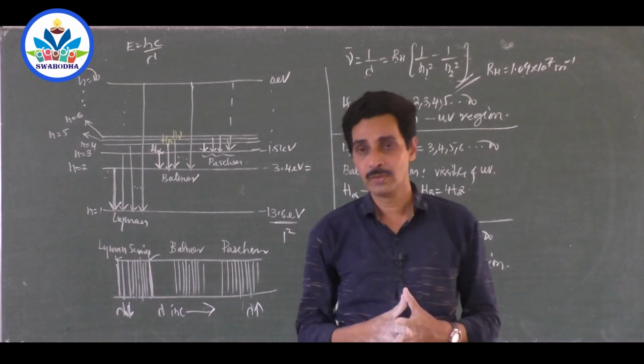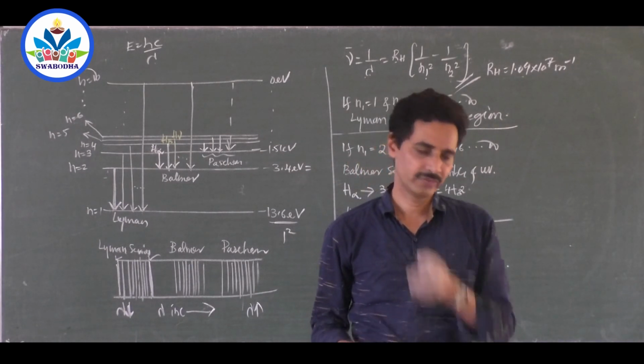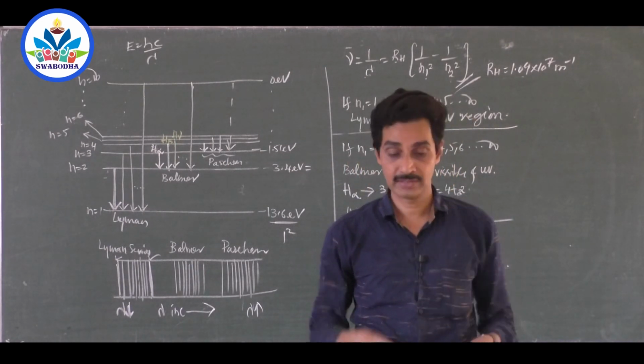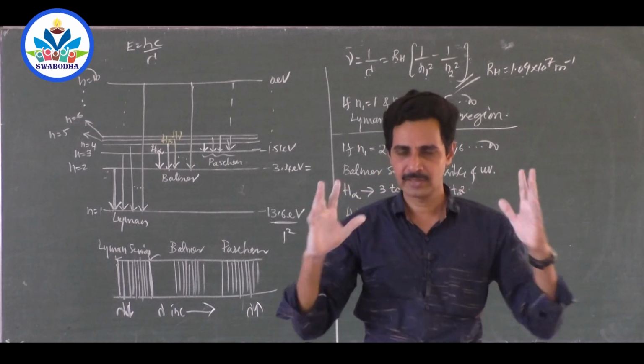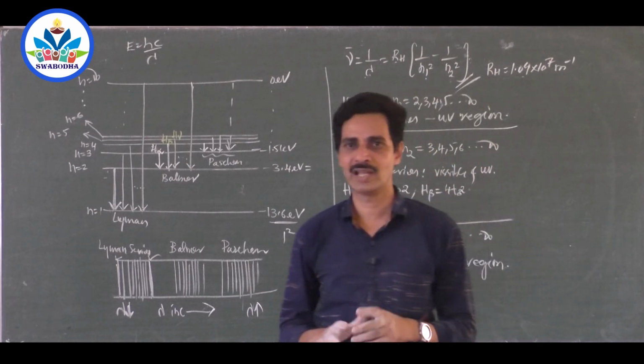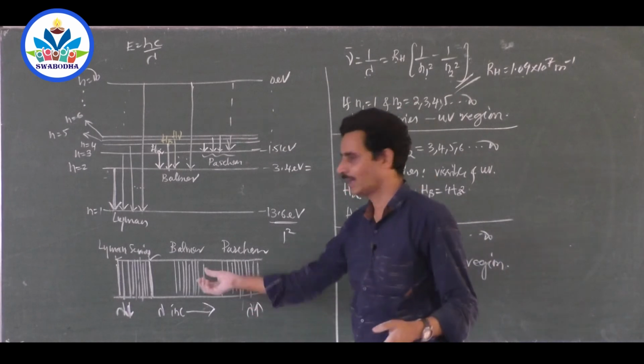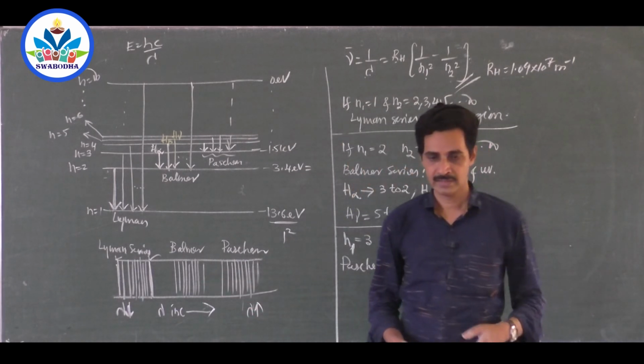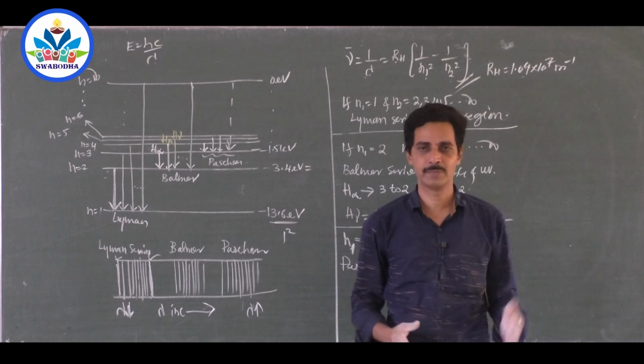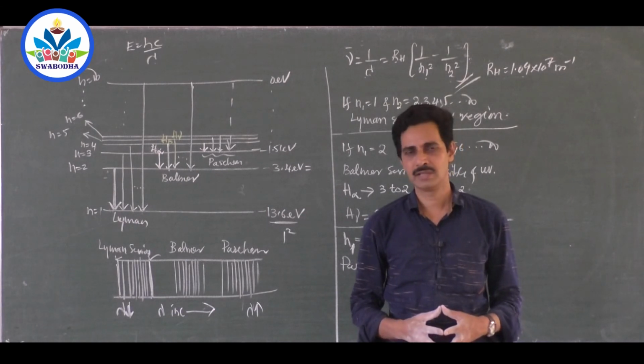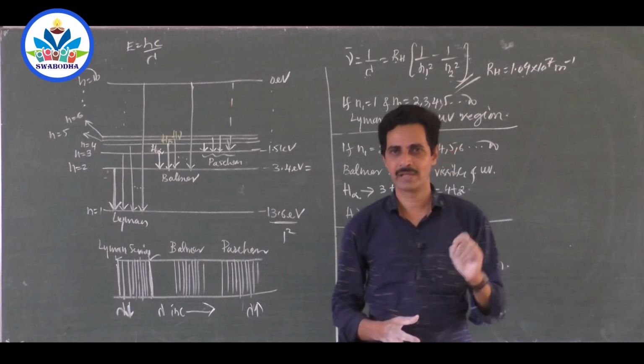Now, but Bohr was not able to explain the intensity of the spectral line. What do you mean by intensity of the spectral line? If you observe the spectrum carefully, then you will find that some of the lines are very bright. Some of the lines are not so bright. The intensity of some particular lines was very bright, and he couldn't explain this. So that is one drawback of Bohr's theory.